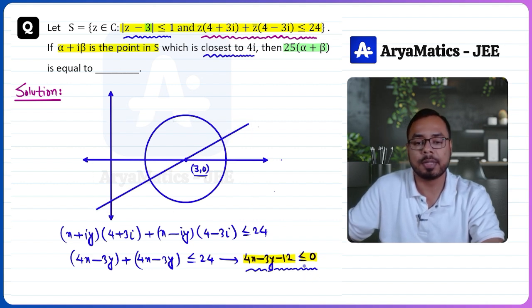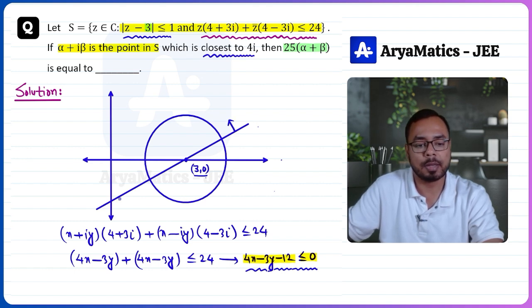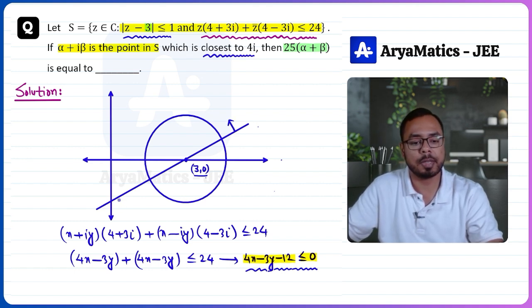Right? If I had an equality sign, then it will represent all the points on this line. But because of the inequality, it will represent any one side of the line, either this upper side or the lower side.